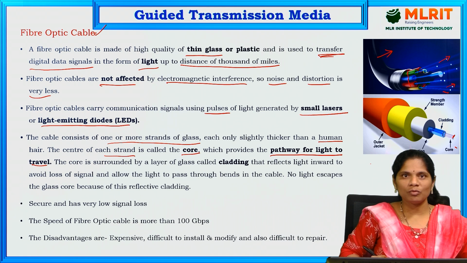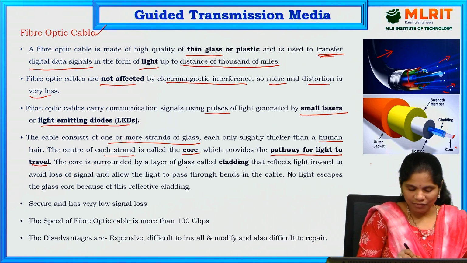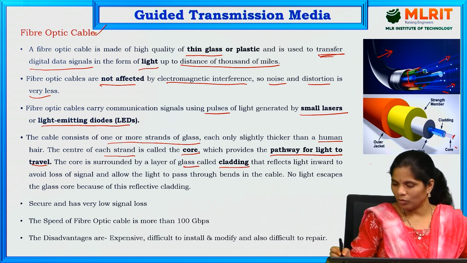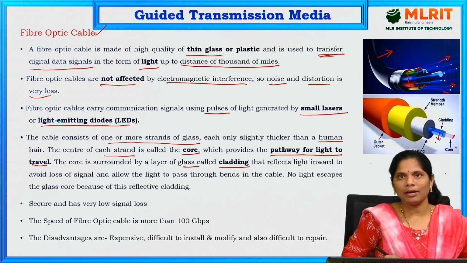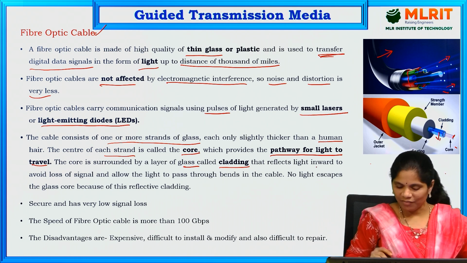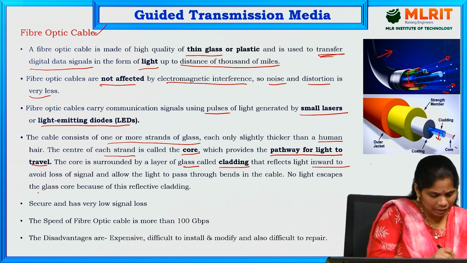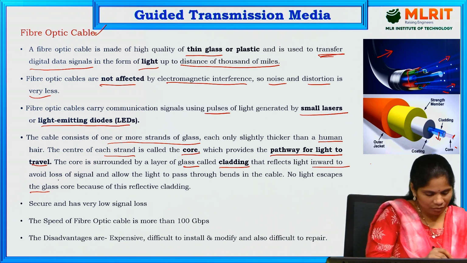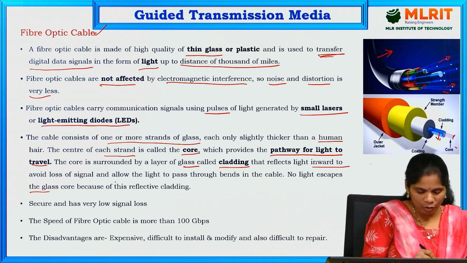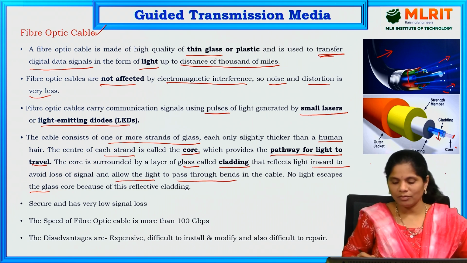At the same time, this core is surrounded by a layer of glass. This is called cladding. So it is covered with some glass, right? This is called the cladding, and it reflects the light inwards to the glass core to avoid the loss of the signal and allow the light to pass through the bends in the cable. For that, we use the cladding.